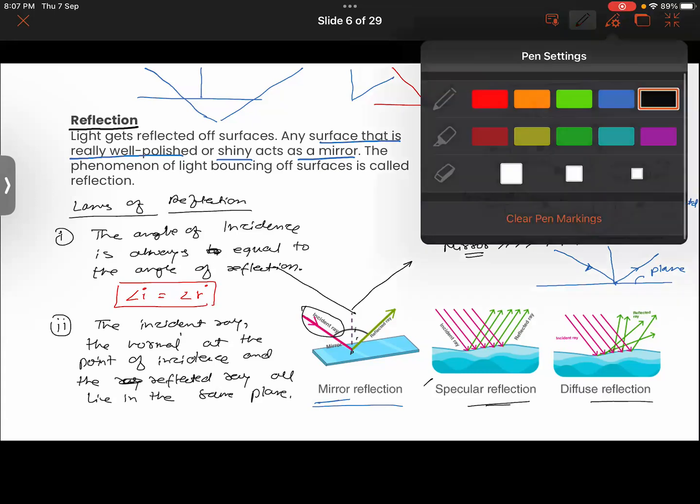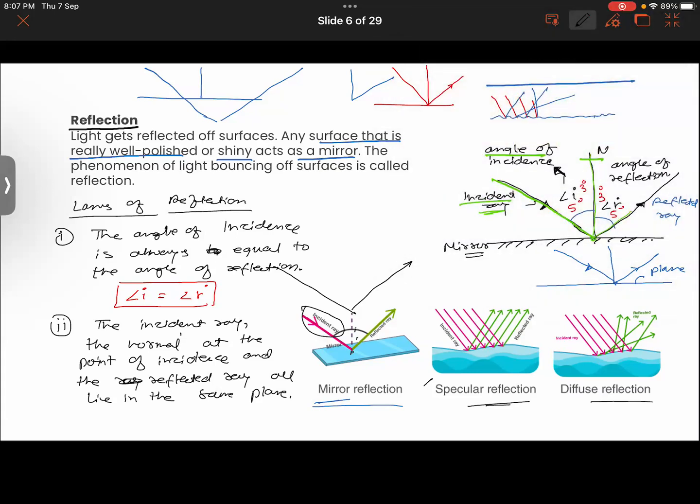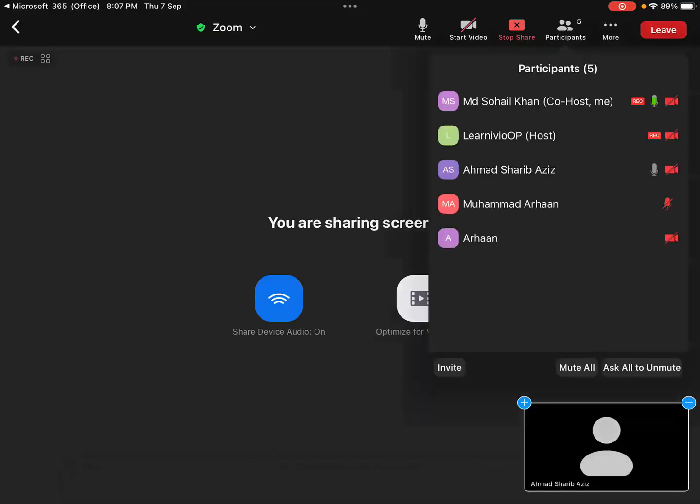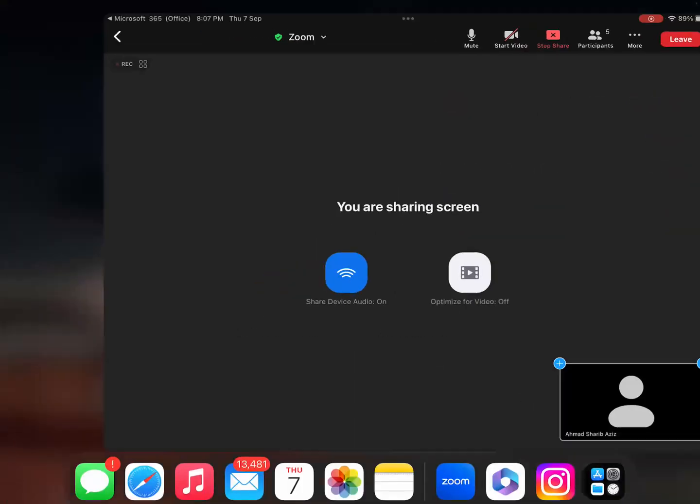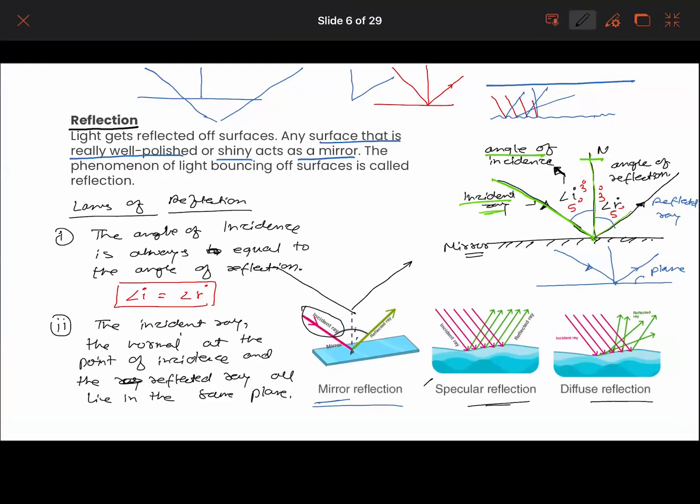For example, if you were to take a torch and light it on a surface, for example on a mirror, it will be getting reflected from the surface of the mirror. It is falling on the surface of the mirror.